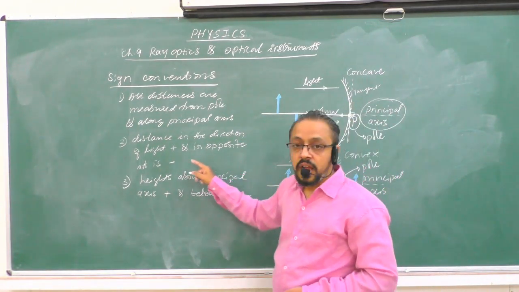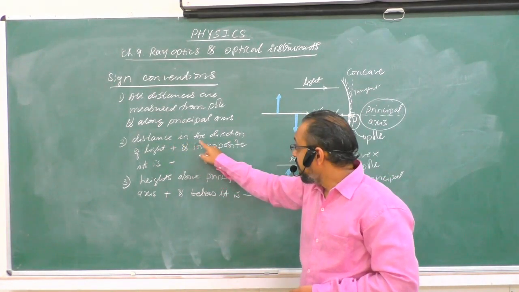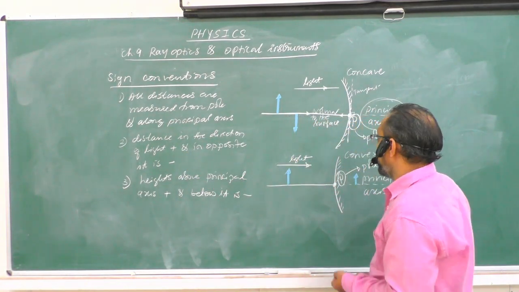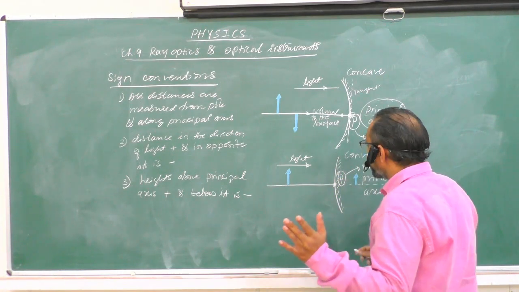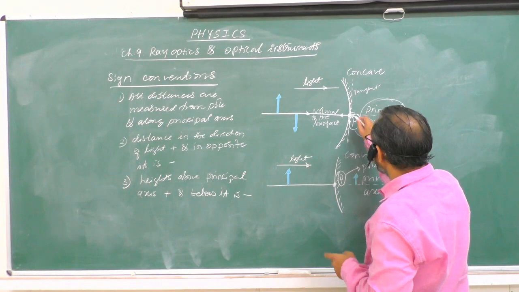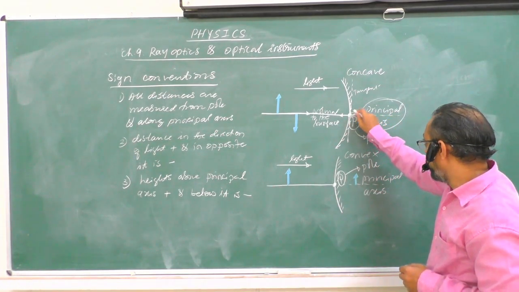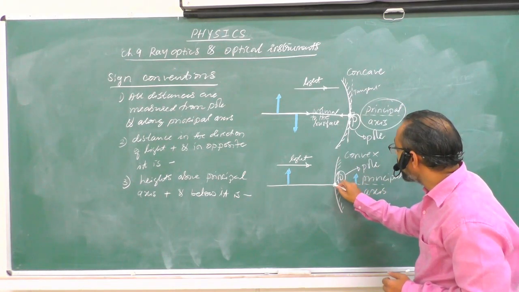So let me tell about the second point. Be careful here. Distance in the direction of light is positive. So if I measure distance in the direction of light, I should be very careful. We are measuring all distances from the pole. See here, if this is the pole, here is something.